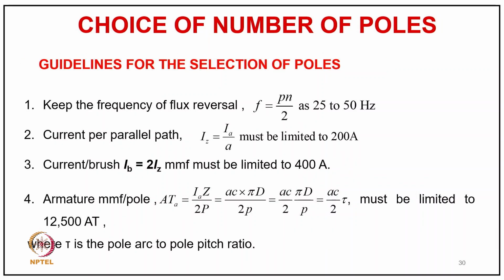So now the guidelines for the selection of poles. Keep the frequency of flux reversal f equal to pn upon 2, which should be between 25 to 50 Hz. Current in parallel path Iz equal to I upon A must be limited to 200 ampere. Current per brush Ib equal to 2Iz must be limited to 400 ampere. And the ampere turns per pole, ATa, that is Iz upon 2p, or ac pi d by 2p, equal to ac upon 2 into pi d by p, or ac by 2 into tau, must be limited to 12,500, where tau is the pole arc to pole pitch ratio.